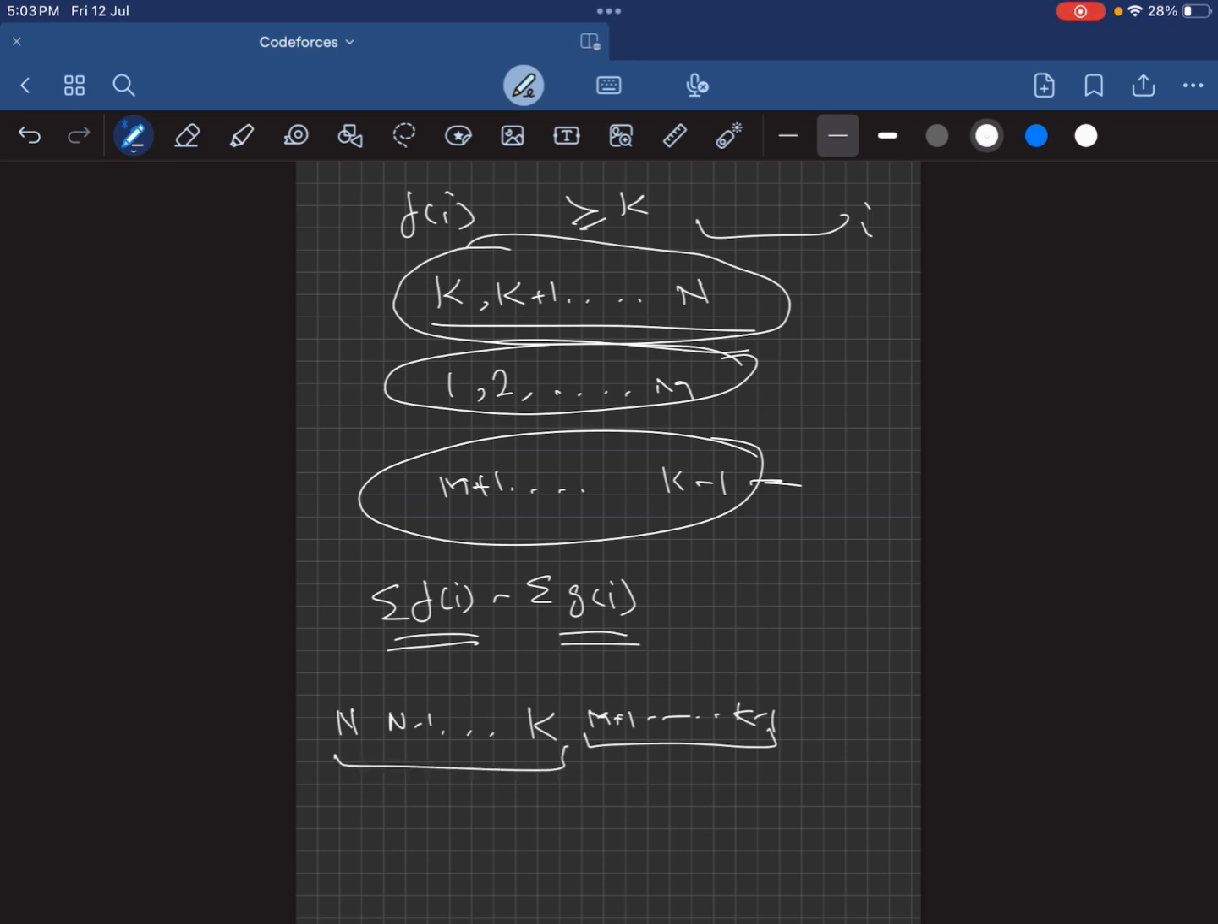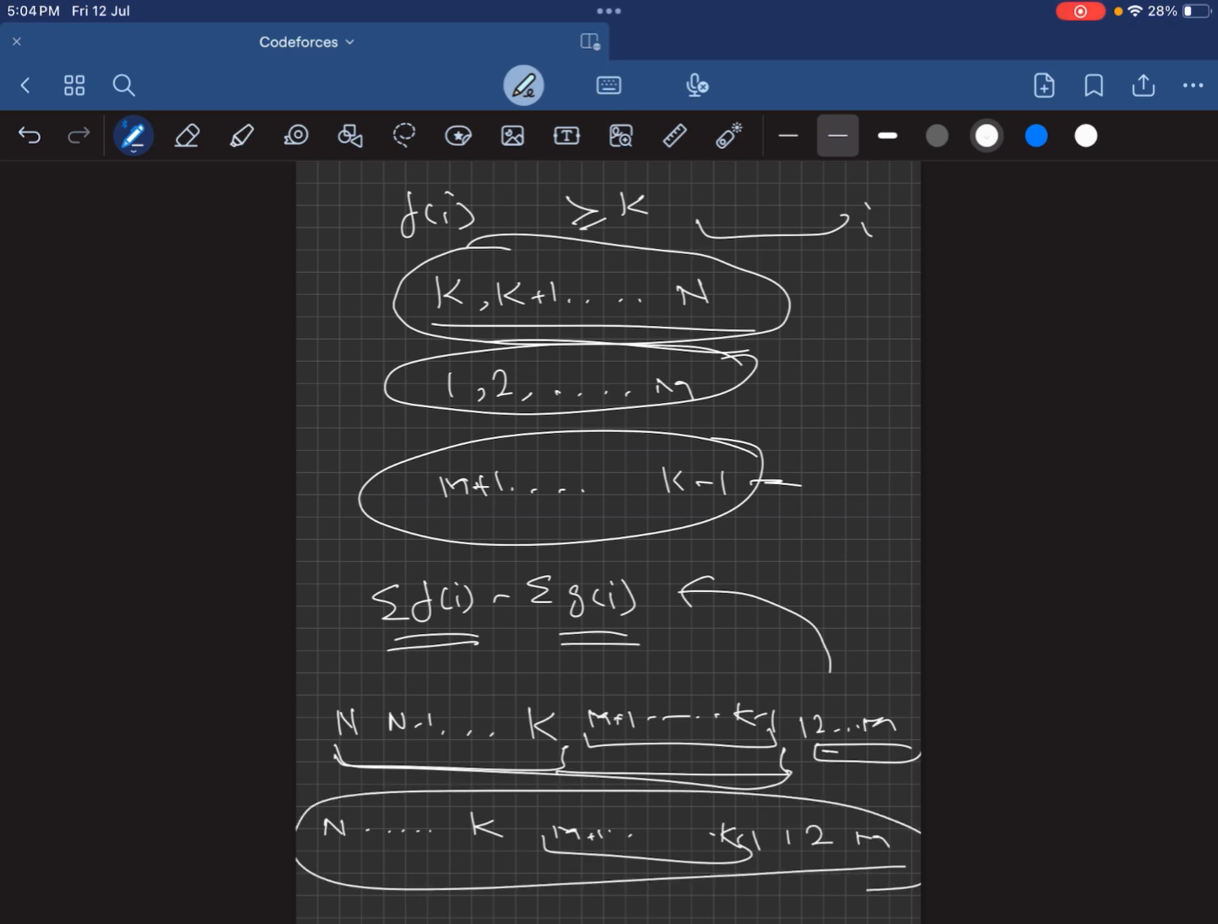So till now we have enough elements contributing to fi, but gi will be 0 till this part, and after that we can have the remaining elements 1 to m in increasing order. This will be the minimum they can contribute to summation gi. So essentially all you have to do is print n down to k, then print m plus 1 to k minus 1 in any order you want, and then print 1 to m. So this is the final answer to maximize the function.